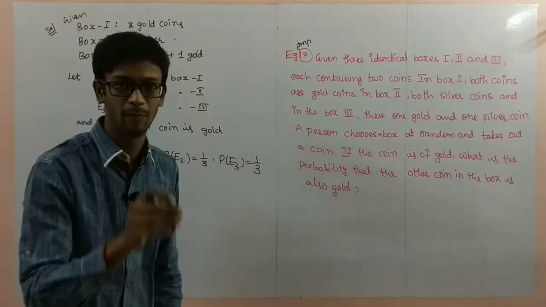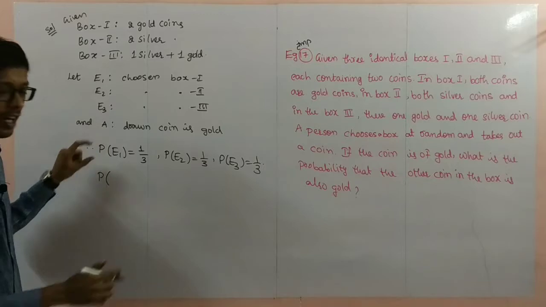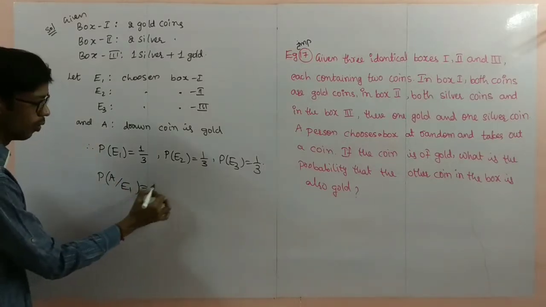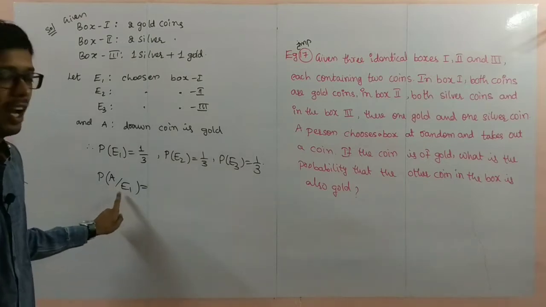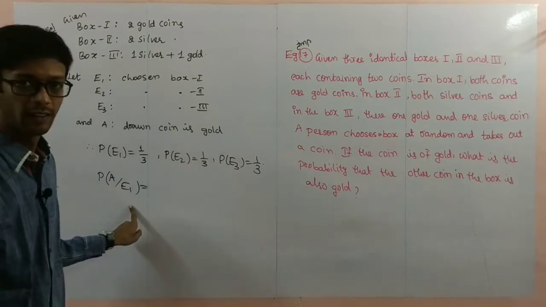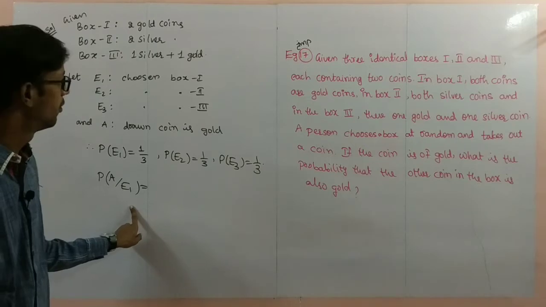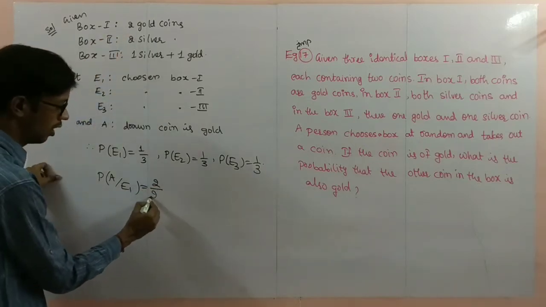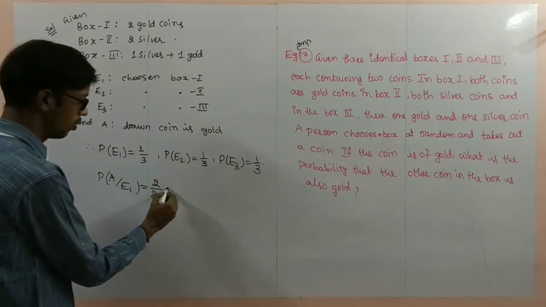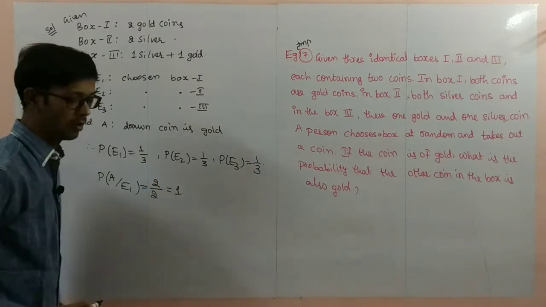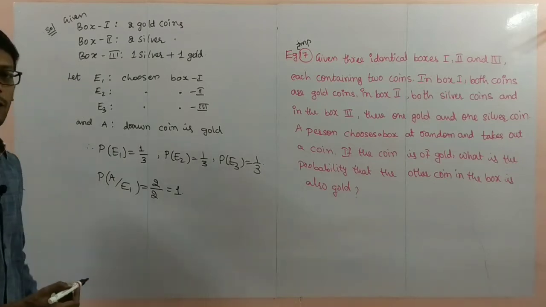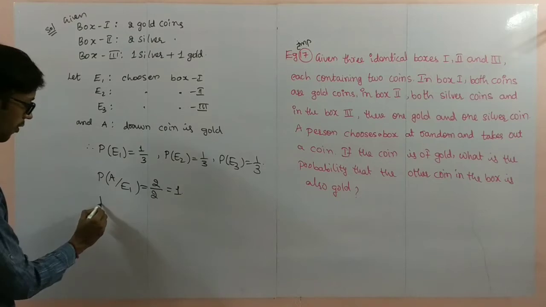Now, the drawn coin is gold. Already selecting one box, first of all box 1. So given E1, that should be a gold coin. Already box 1 is fixed. How many gold coins are there? 2 coins, total also 2. 2 by 2 is 1. So P of A by E1 is 1.